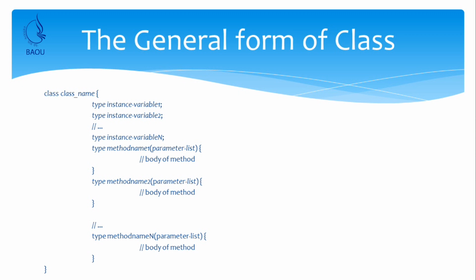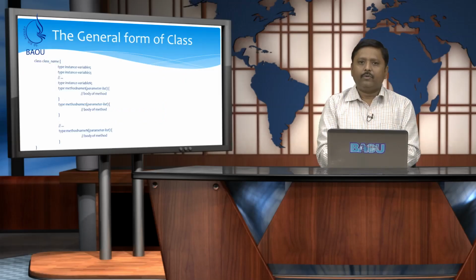Now, we will discuss structure of method shortly, but every method has a name, return type and optionally a parameter list, and every method has a body which is represented between curly braces, and in one class we can have n number of methods. So, this is a general form of class, but now we take one example so that you can better understand how to define a class.